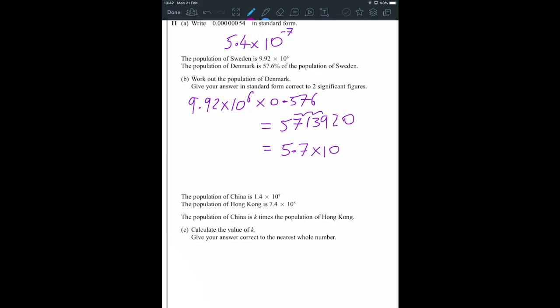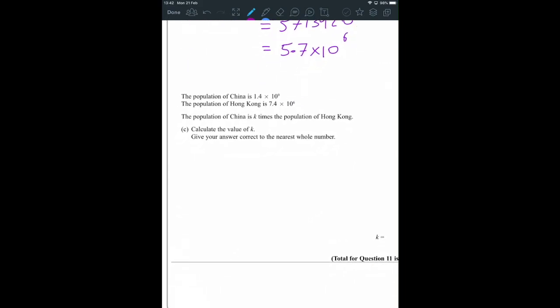1, 2, 3, 4, 5, 6. And again, just check that we haven't done anything stupid. The population of Denmark is about a half of Sweden, so you shouldn't expect the power 10 to the 6 to change.